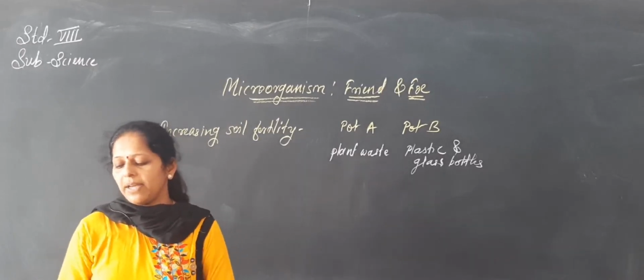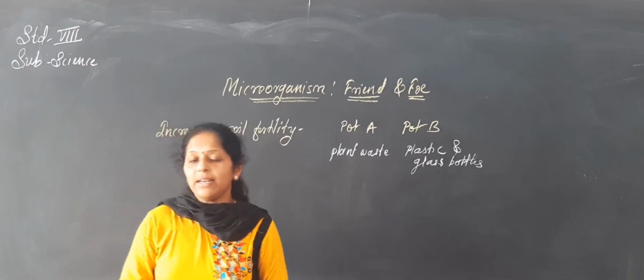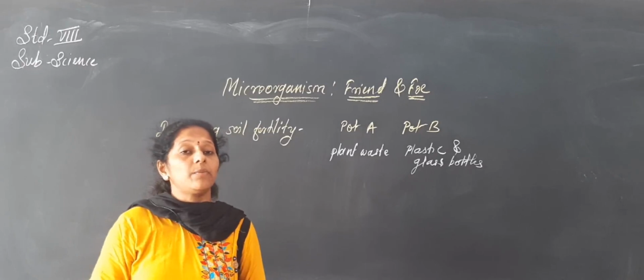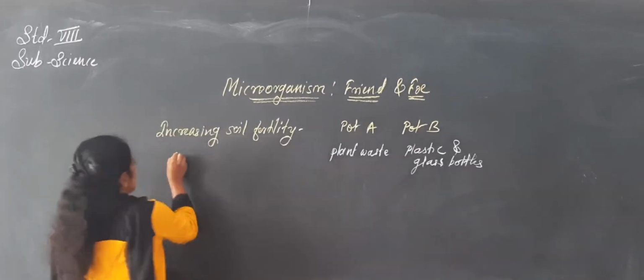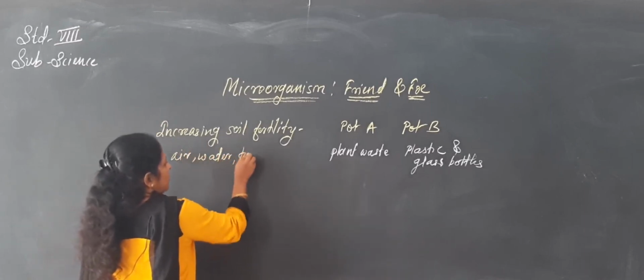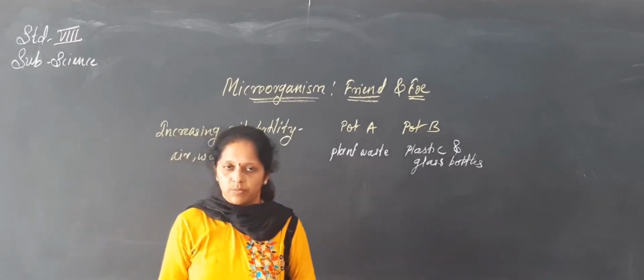Now, disease causing microorganisms in humans. Pathogens enter our body. How do they enter? Through the air, water, food and physical contact. With the help of these, they enter our body.